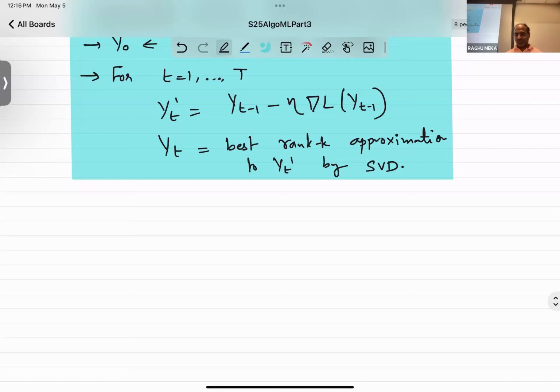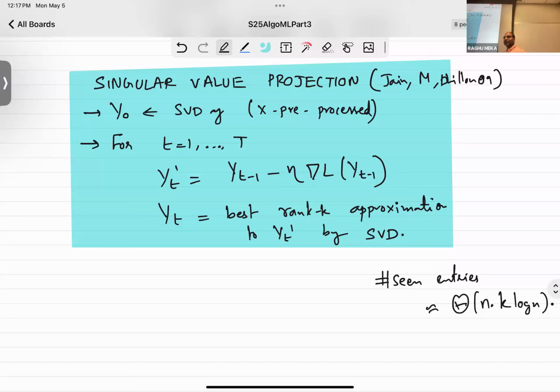Even when the number of seen entries is something like theta of n times k log n. So very efficient. n times k is just what it takes to write down a rank k factorization. With log n more entries, you are able to actually recover the entire matrix. Which is quite cool. We don't have the proof of such a strong guarantee, but empirically it does achieve this. There are various analyses which can show something like this, like n k polylog and some other additional assumptions.